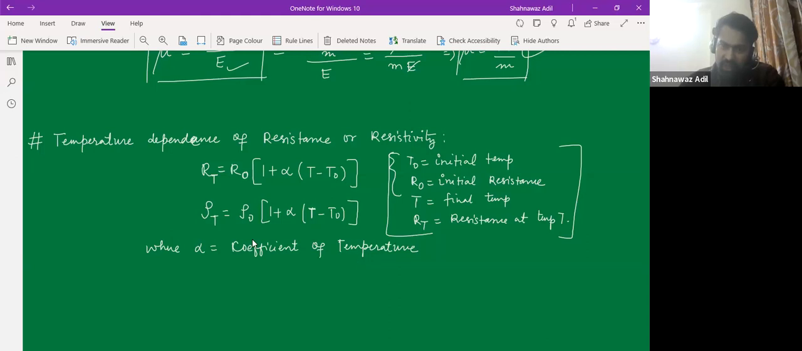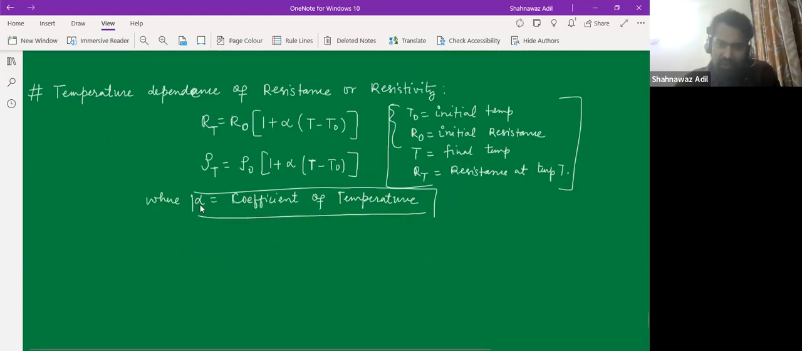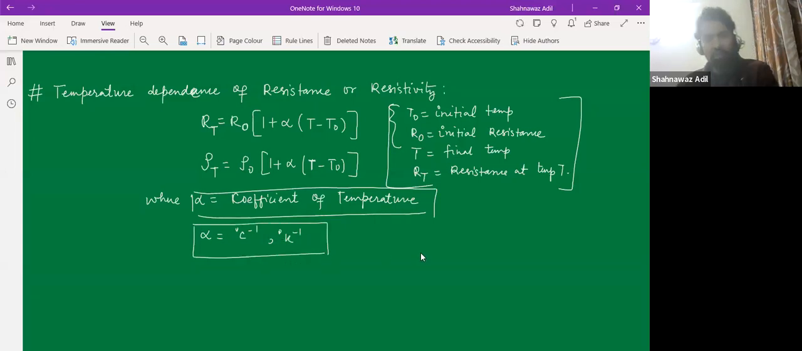So what would be the unit of this alpha? You see that this R will cancel out, so the unit of alpha is 1 over T, which is degree C inverse, or the SI unit would be per Kelvin. This is the temperature coefficient, right?